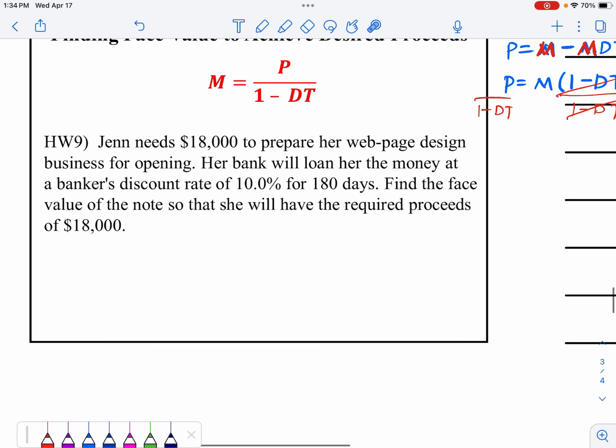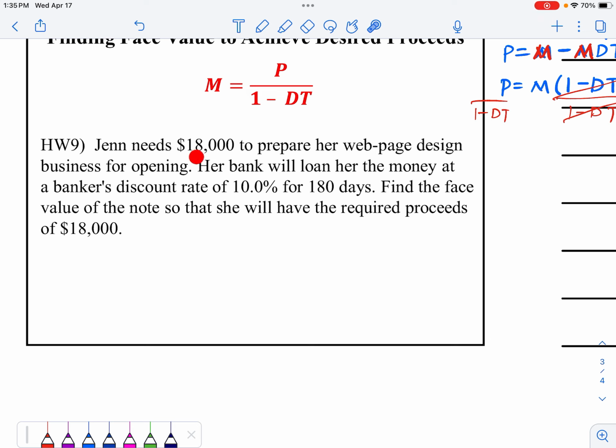Now, let's apply this formula. Jen needs $18,000 to prepare her web page design business for opening. So that's what she needs. Her bank will loan her the money at the banker's discount, which means you are going to use 360 days and the discount rate, so we are talking about simple discount notes of 10% for 180 days. Find the face value of the note so that she'll have the required proceeds of 18,000. So this is the proceeds. This is the discount rate. And this 180 days, that's the time, right?